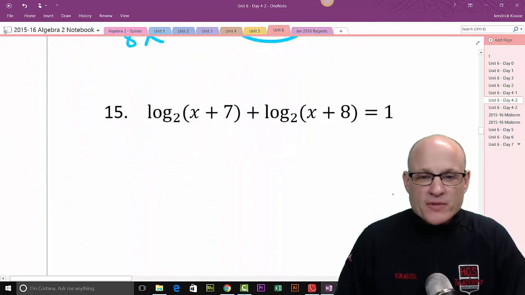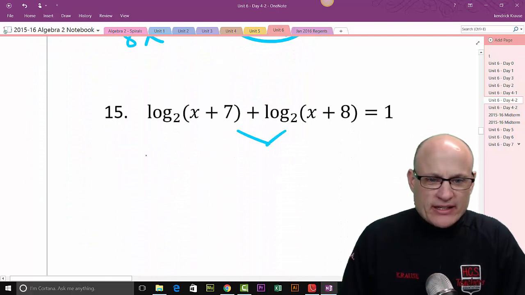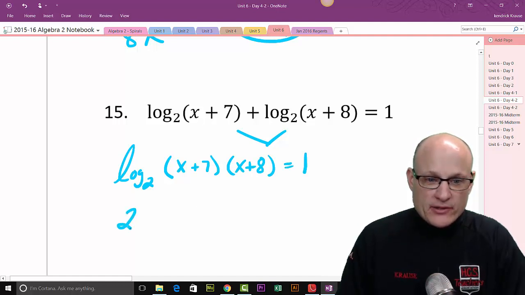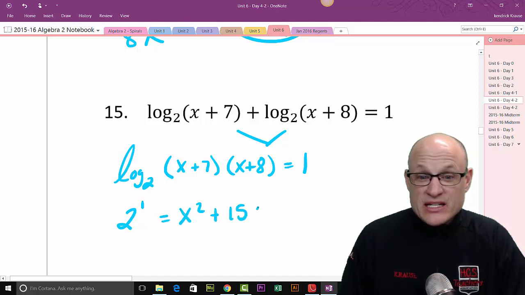Okay. Condense. We're going to condense these. So it's log base 2. It's addition, so we're going to multiply them: x plus 7 times x plus 8 equals 1. All about that base. So 2, and they switch. 2 to the first equals. Now I'm going to double distribute this: x squared plus 15x plus 56.